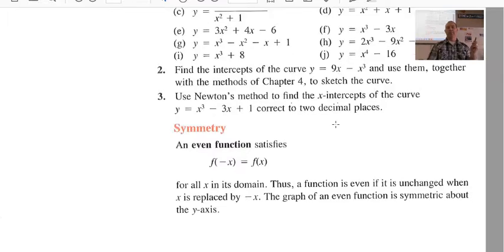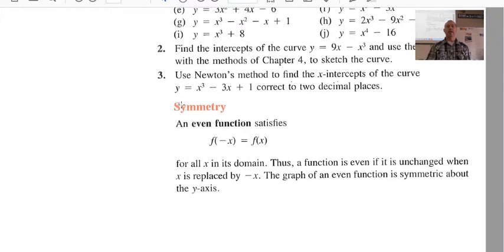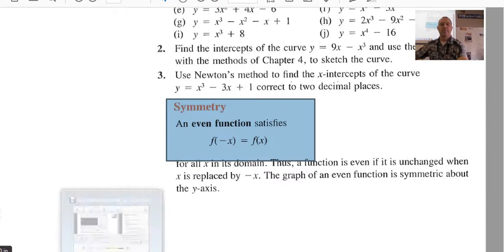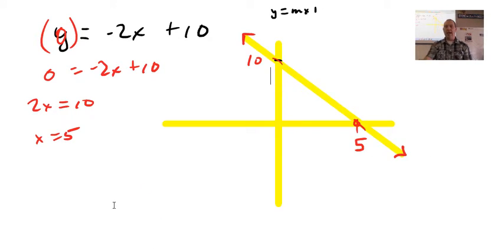Okay, moving on. Symmetry. Okay? This is something you may or may not remember from pre-calculus. A function is even if... You should write this down. Okay? A function is even. So we call this an even function if f of negative x is the same as f of positive x.